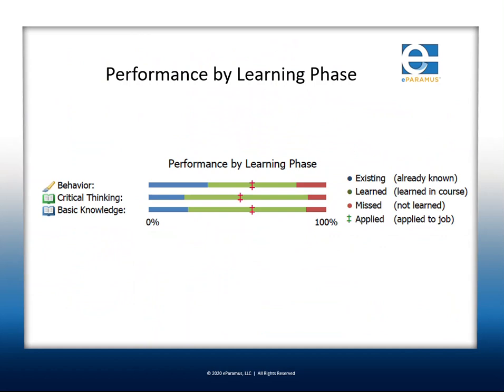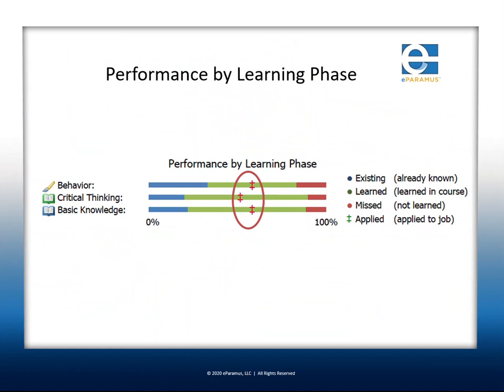Let's go into a little more detail, starting with the top section, entitled Performance by Learning Phase. The results are displayed in a color bar, which we will refer to as the results bar. The color blue represents your pre-assessment score and shows the level of existing knowledge before taking the course. The post-assessment is represented by green and red result bars. The green represents a person's post score and shows skills and knowledge learned through the course. The red also represents the post score, but shows the skill and knowledge missed or not learned through the course.